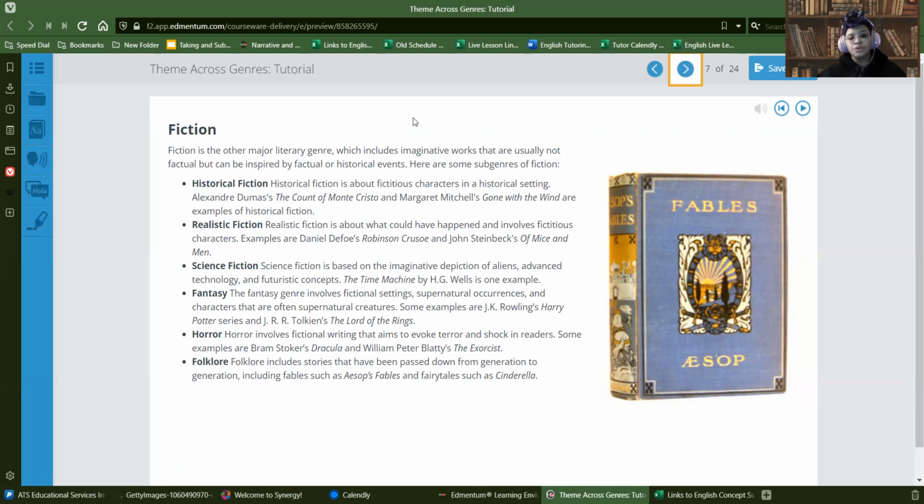Usually these are really old stories that have been told over and over again. Hansel and Gretel, for example, is one of those. Most of the movies that Disney makes are based on folk tales, for example.